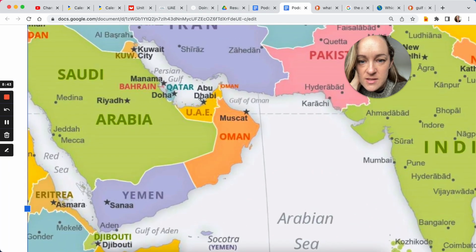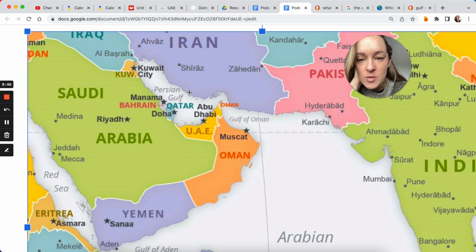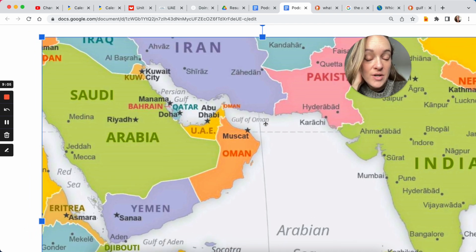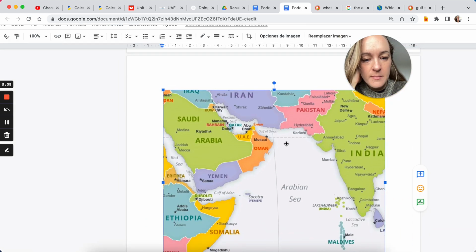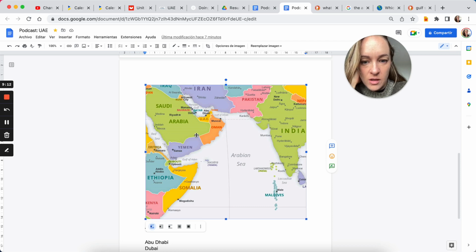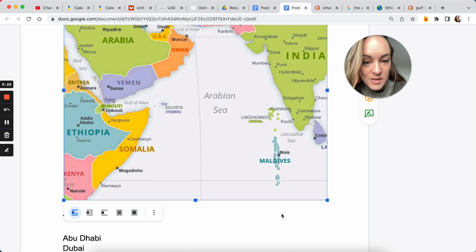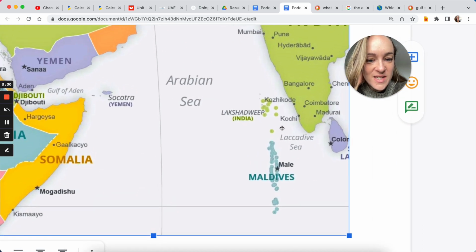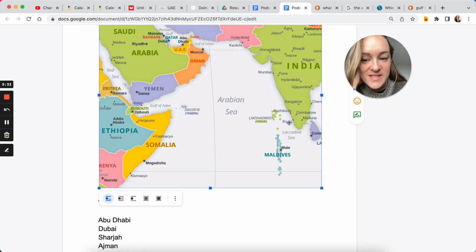Then the United Arab Emirates primarily have their maritime border with the Persian Gulf. But to the east, they also have a maritime border on the Gulf of Oman. And then here to the southeast, we have the Arabian Sea, which also has a maritime border with Pakistan and India. And here we can see the Maldives Islands, which has become quite a popular tourist destination.